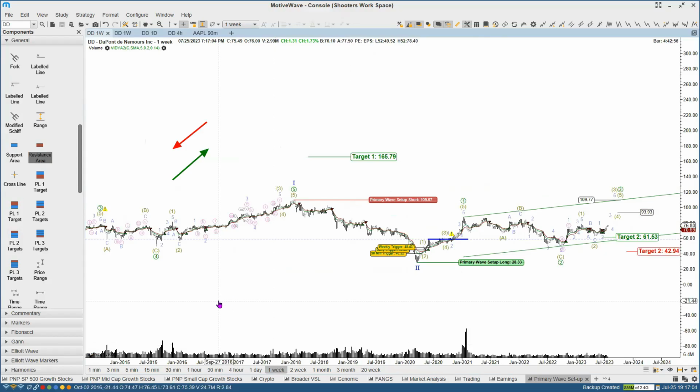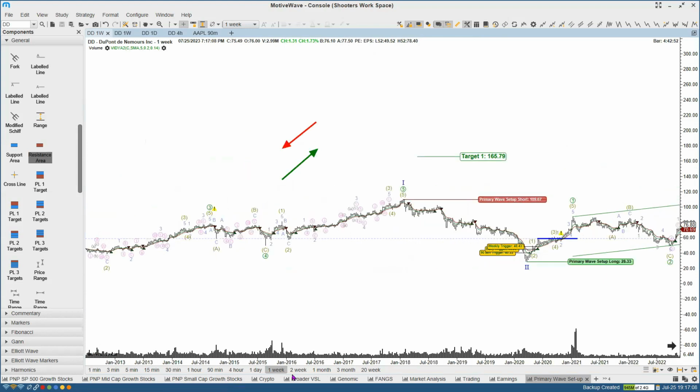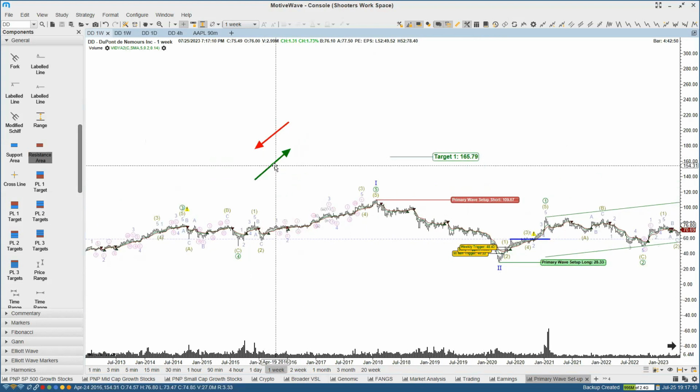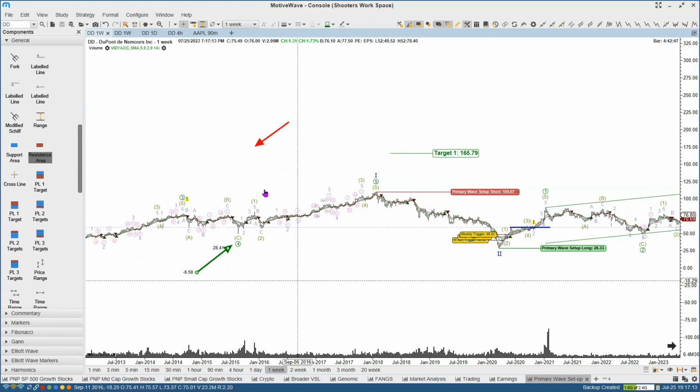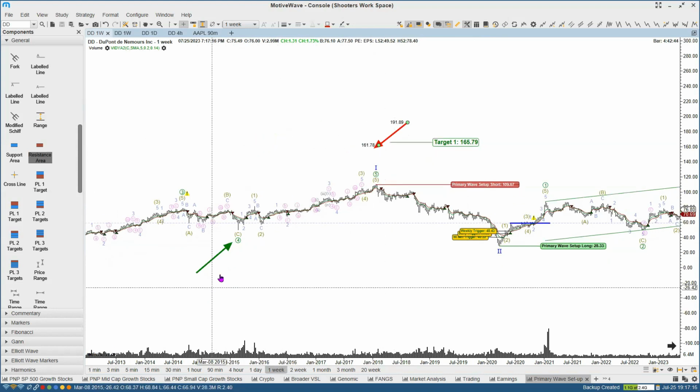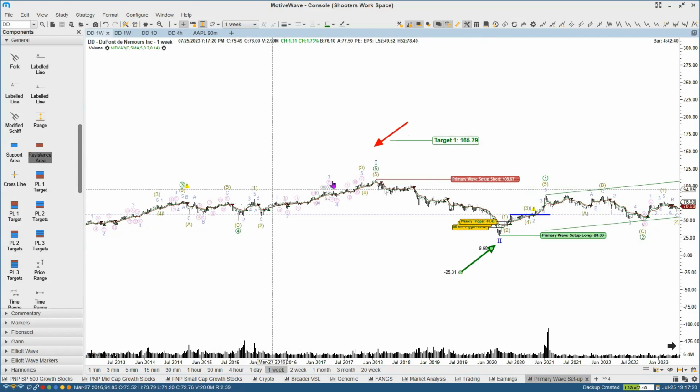So let me jump over to my primary waves and just go through this review. First of all, I'm going to go back to the cycle and just look at this real quickly. This is our base of our cycle. This is our trough, this is our peak, and this is our other trough. So we're trying to trade this leg.